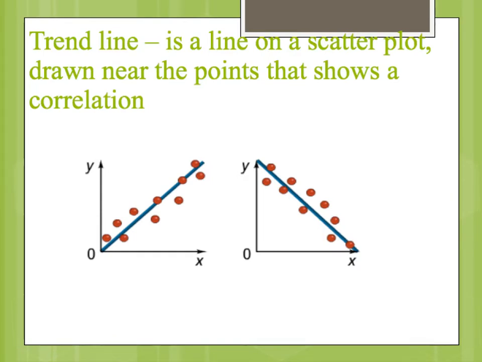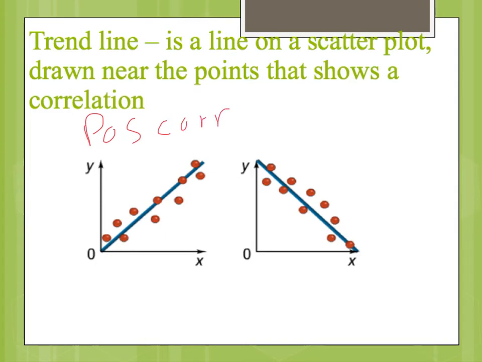So our next definition is a trend line. It's a line on a scatter plot that you draw near points that shows a correlation. And we usually use this trend line to find the equation and then use it to predict something. If I look at this picture, this is a positive correlation because as x increases, so does y.